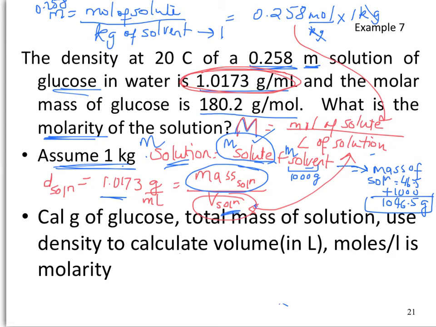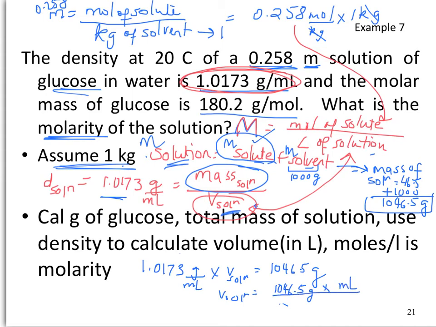So let's again show our work. 1.0173 grams per milliliter times volume of the solution will give you 1046.5 grams. So one can say volume of the solution is going to be 1046.5. I'm going to divide both sides of the equation by 1.0173. So milliliter goes on top. The 1.0173 grams comes at the denominator. Grams and grams cancel off.